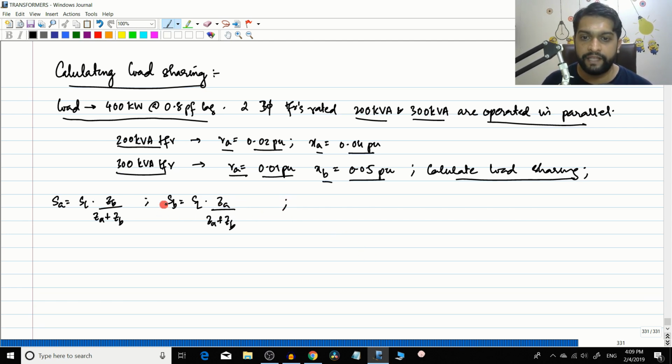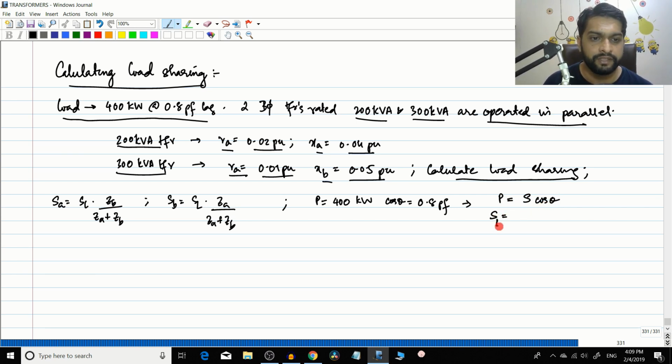Before that, let us find the value of SL. They are given that the power P is equal to 400 kilowatts, and cos theta, which is the power factor of the load, is given to be 0.8. Now you know that from the power factor triangle, power will be equal to S into cos theta, right? P is equal to S into cos theta, simple result.